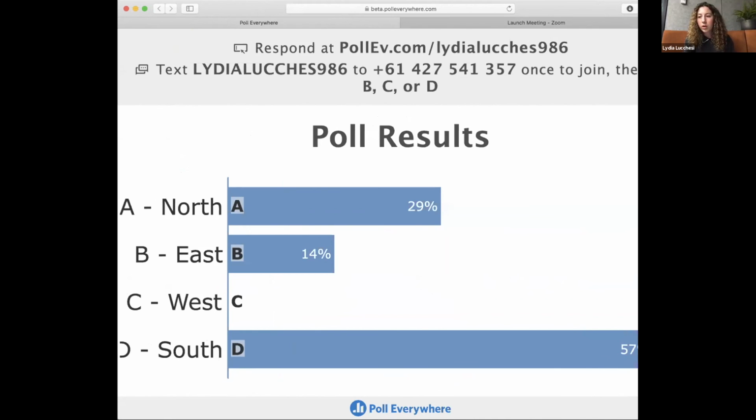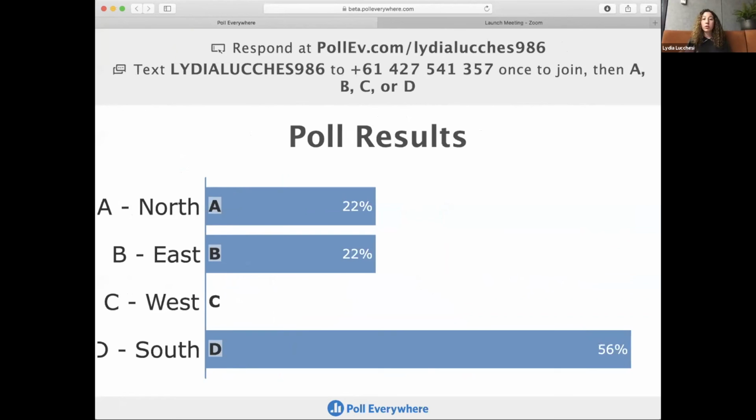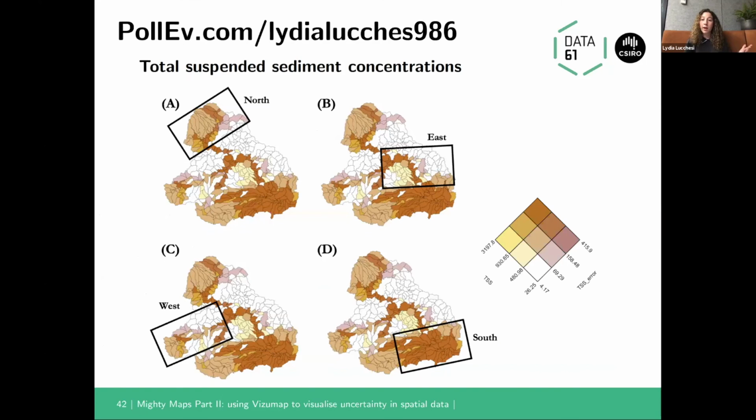Okay, so I can see that the South is consistently the most popular vote. So if we take a look at that again, the South has really high predictions of TSS, but also a lot of uncertainty. I think it's interesting that when you incorporate the uncertainty into the decision-making process, all of a sudden it becomes much more of a balancing act.